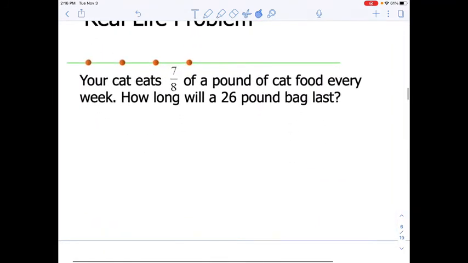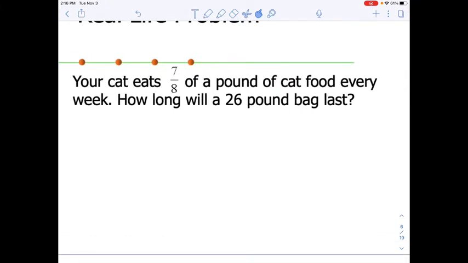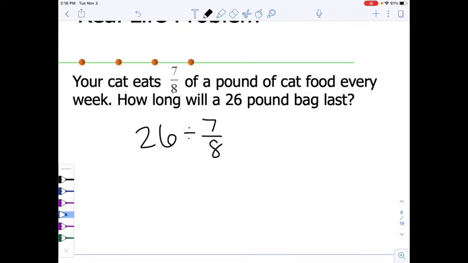All right, real life problem here. Your cat eats 7/8 of a pound of cat food every week. How long will a 26-pound bag last? So we know that the bag is 26 pounds, and we're trying to divide that into 7/8 to figure out how long this is going to take to eat.